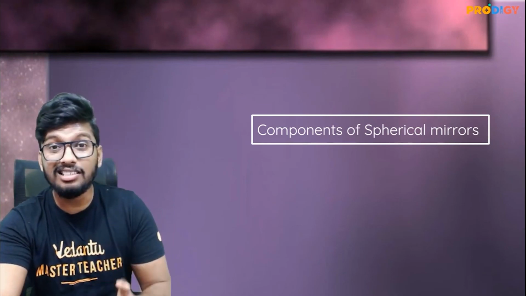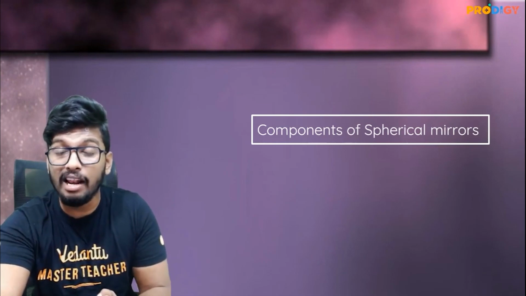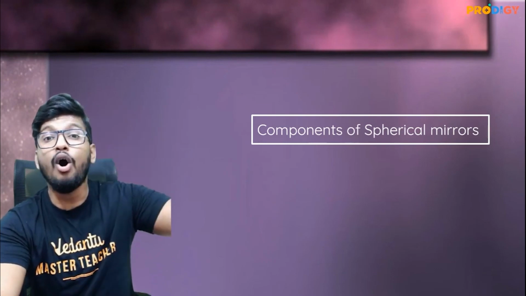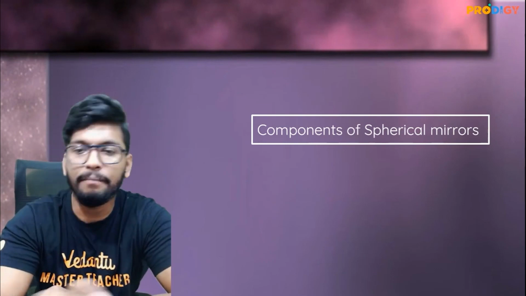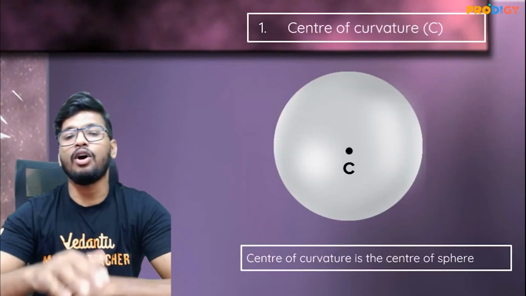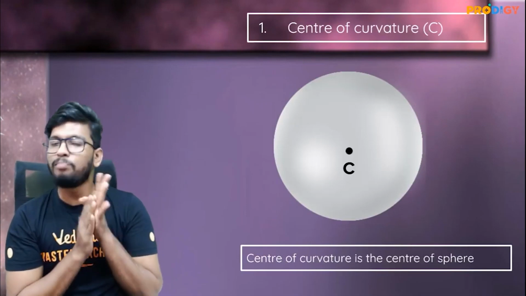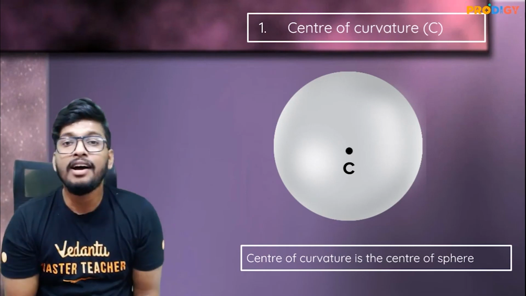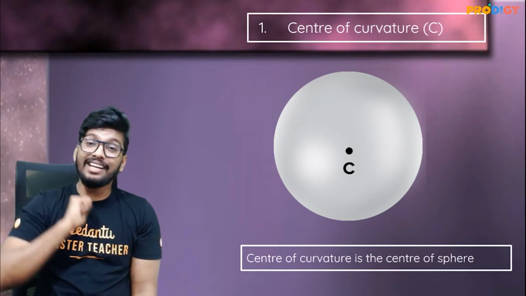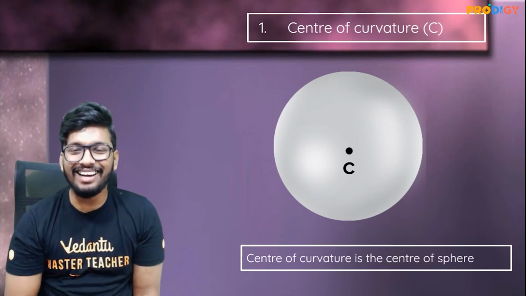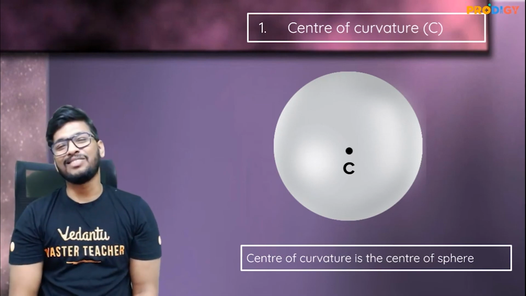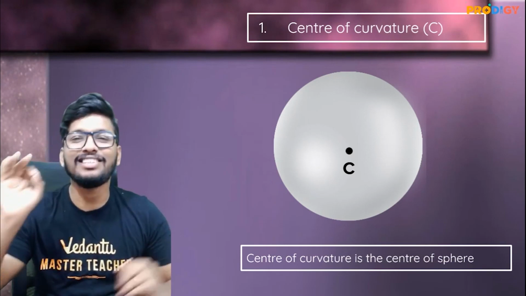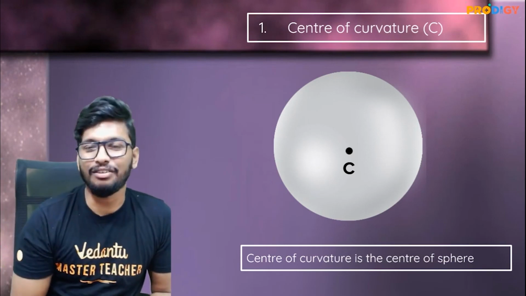Once again, understanding this is key because that is what is going to help you understand all the different parts of the spherical mirror. I told you I have a concave and a convex mirror. Both the concave and convex mirror are basically a part of a sphere, a part of a glass sphere. Now if it's a sphere, it'll have a center, right? That center of the sphere is what is called the center of curvature. That's all. The center of the sphere is nothing but the center of curvature.